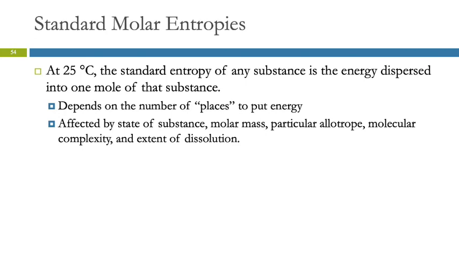The particular allotrope. An allotrope is a different form of an element. So carbon takes several different allotropes. One is diamond and one is graphite, right? They have different properties. The molecular complexity of what you're looking at is going to affect the standard entropy, and how dissolved it is, the extent of dissolution. So there are lots of different things that affect the standard molar entropy.